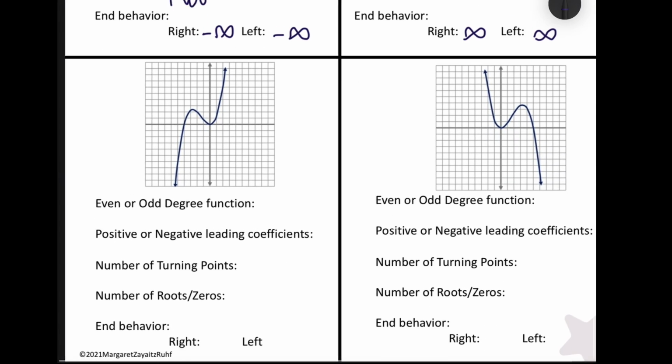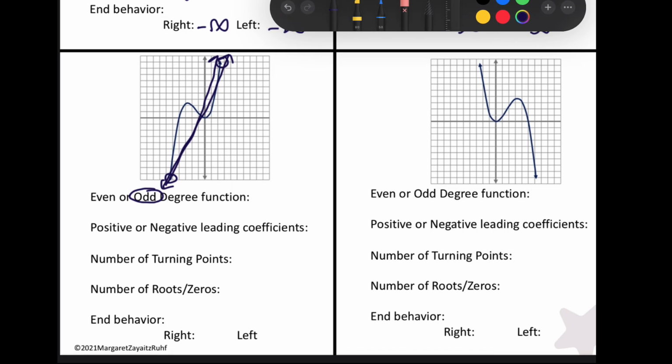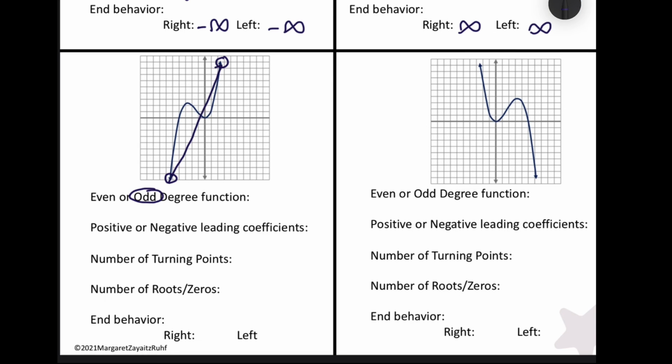All right, 2 more examples. So in this graph, we can see that the endpoints, one points down and one points up. They're headed in opposite directions. That leads us to know that this is an odd degree function. The overall graph is starting out low and going up high. I like to sometimes draw a linear equation right on top to show that movement. That's a positive movement, starting low, ending up high. That lets us know that the leading coefficient is positive.